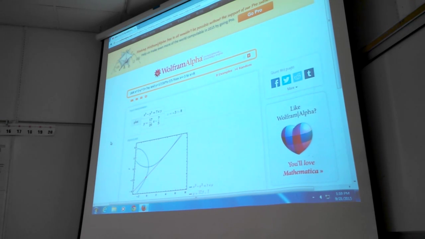So Wolfram Alpha, I didn't have to sign in to do that. That's kind of nice. So it's really nice for plotting these functions that you couldn't possibly plot any other way. I can't solve that for y. I can't put it in my TI. Wolfram Alpha kicks ass.